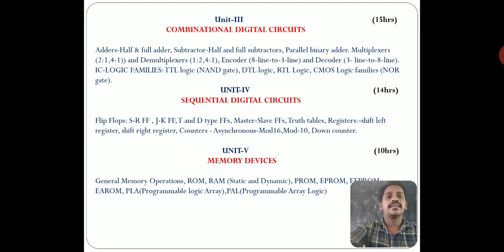There are several IC logic families that define different logics depending upon the gates. TTL means transistor-transistor logic, DTL means diode transistor logic, RTL means resistor transistor logic. CMOS logic families: CMOS means complementary metal oxide semiconductor. They depend upon the different types of logic functions. These are the types of logic families. Next, unit 4, sequential digital circuits.